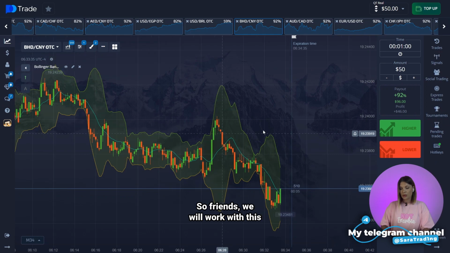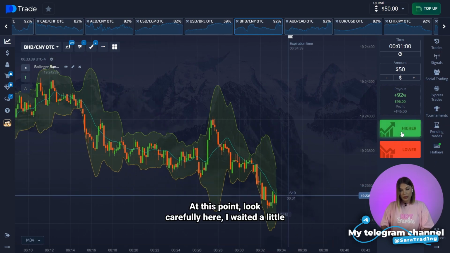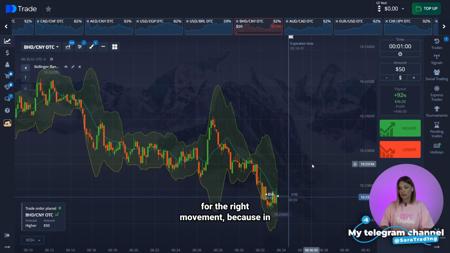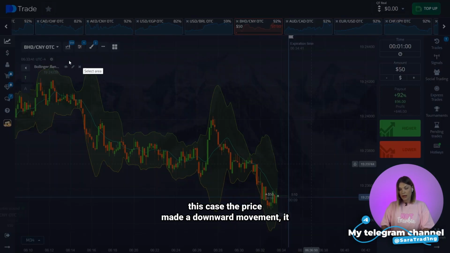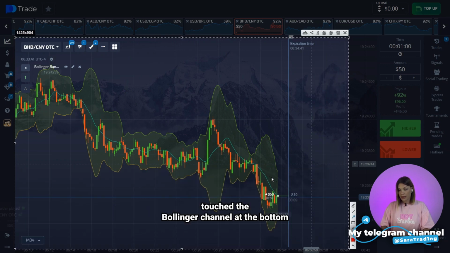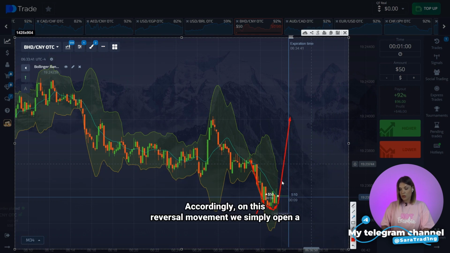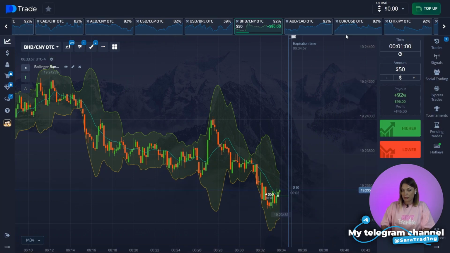So friends, we will work with this currency pair. Here I open a buy position. At this point, look carefully. Here I waited a little for the right movement, because in this case the price made a downward movement. It touched the Bollinger channel at the bottom point. Then we see a smooth reversal movement. Accordingly, on this reversal movement, we simply open a position to buy or continue.